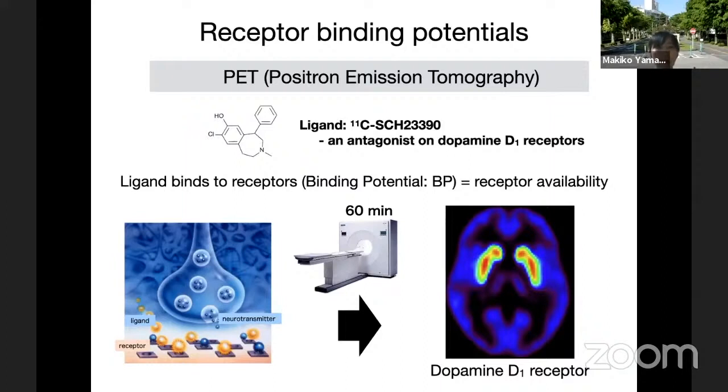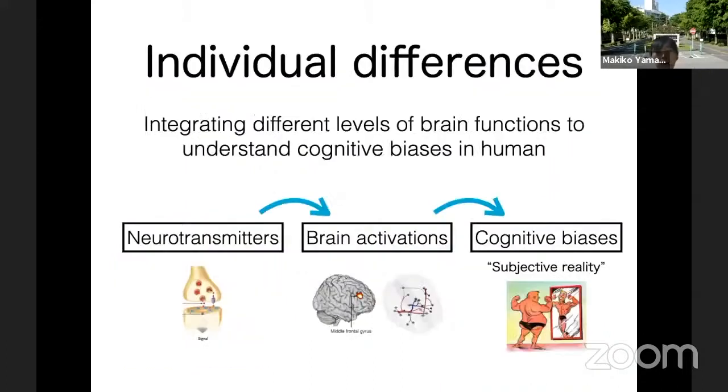For instance, if we use a radioligand, carbon-11 SCH23390, which is an antagonist on dopamine D1 receptors, it takes 60 minutes to obtain D1 receptor availability in striatum. Therefore, using PET is not suitable to study dynamic changes of function, but it is more suitable to study individual differences. Today, I'm going to show our studies that integrated the different levels of brain functions to understand the cognitive biases in humans.